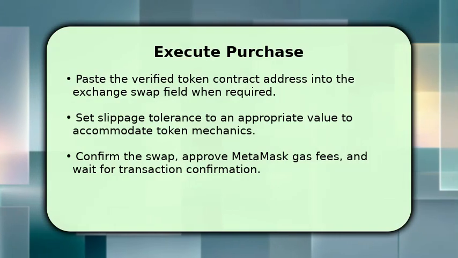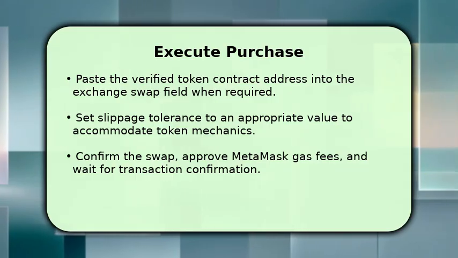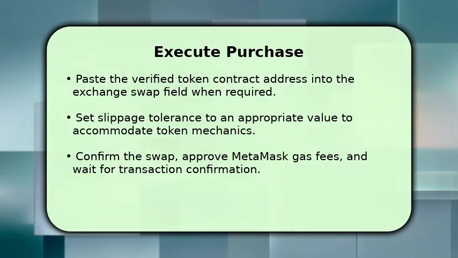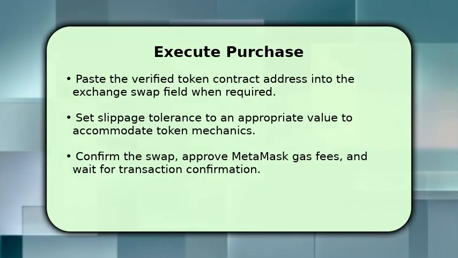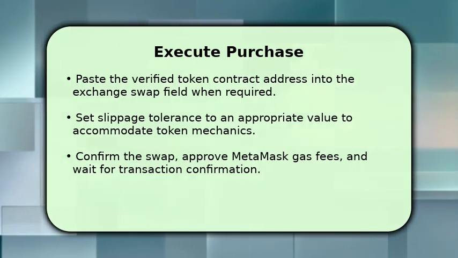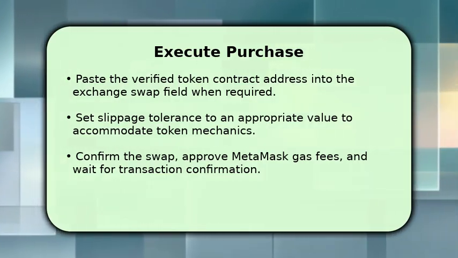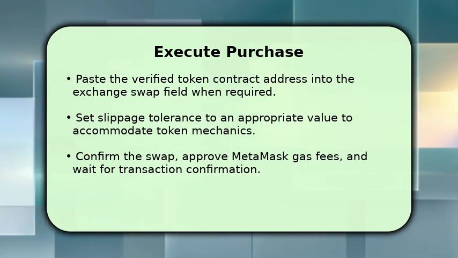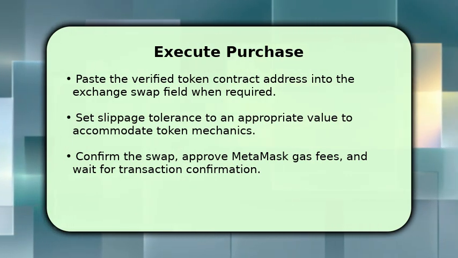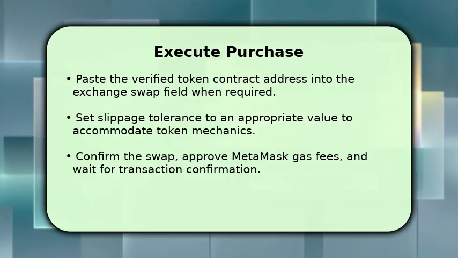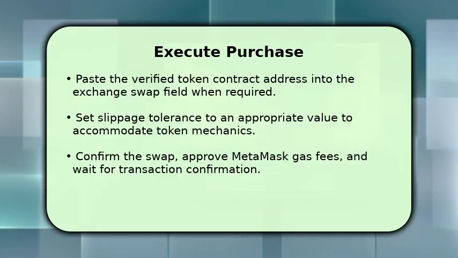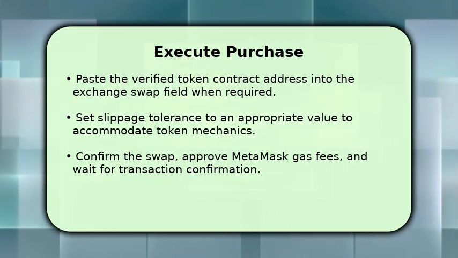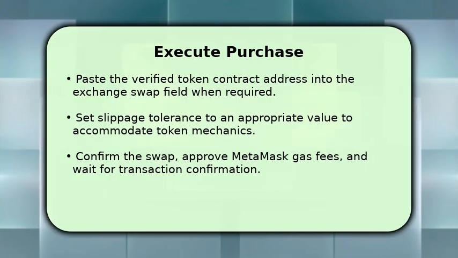To execute the purchase, enter the token contract address and choose the amount of currency to swap. Set slippage tolerance to a safe percentage based on token volatility, and then approve the token if needed. Review the estimated gas fee in MetaMask and adjust speed if you prefer lower cost or faster confirmation. After confirming, watch the transaction status and once complete, check your wallet balance to ensure Blockdag appears correctly.